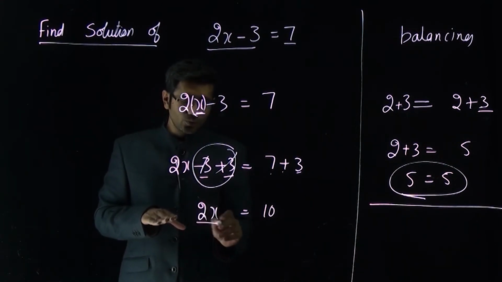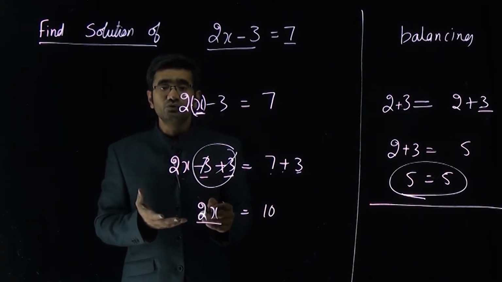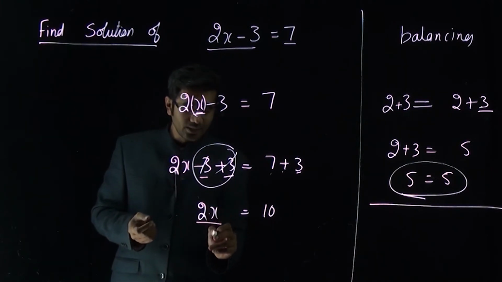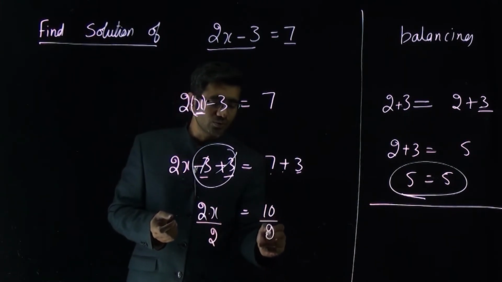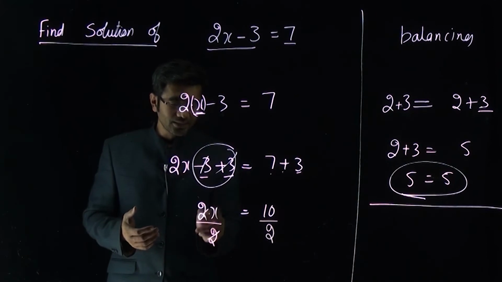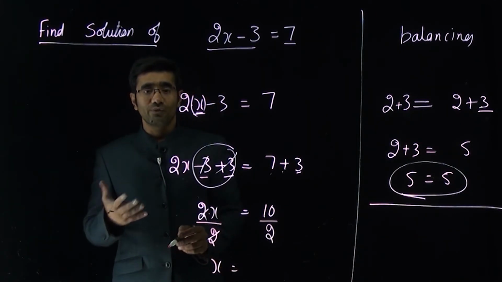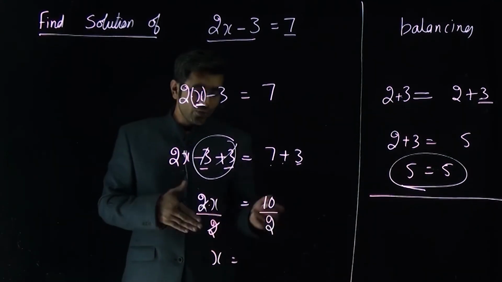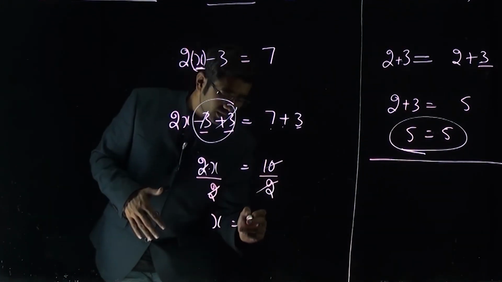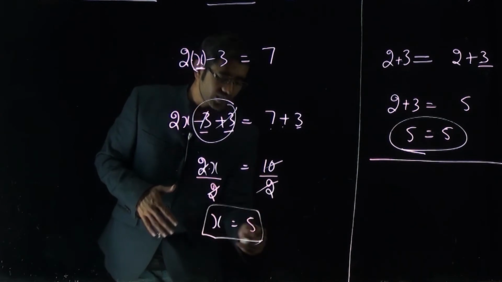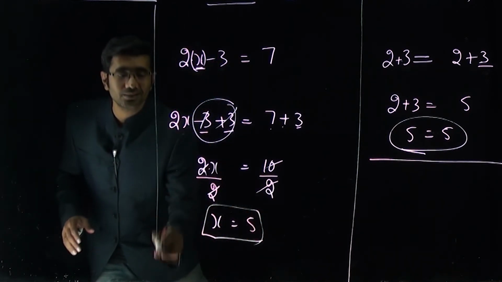Now look at this. Here I don't want 2 now. So what should I do? How can I remove 2? This is multiplication, right? So basically I divide by 2 on both the sides. Why is it? Because this will cancel to leave x alone on the left hand side, which I'm looking for. That's how we find the solution. So on the right hand side, 2 goes into 10 five times, and x is equal to 5 is the answer. Very, very simple. So that is called the balancing method.